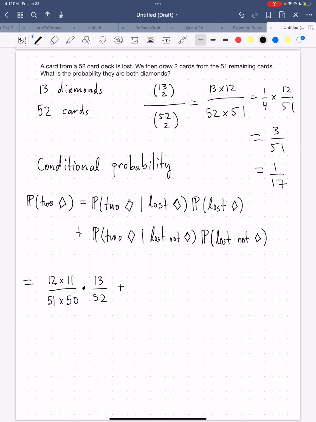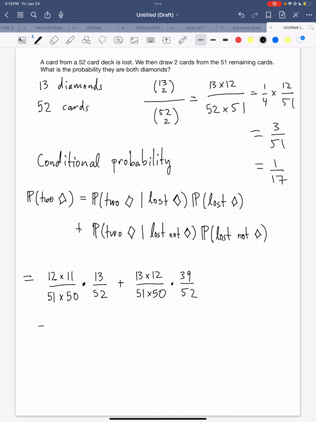And then the probability you get 2 diamonds given your lost card is not a diamond, it means you still have all the diamonds in the deck. So then it's 13 times 12 over 51 times 50. And note, I could have written these using the same kind of choose thing. I could have written 12 choose 2 and 51 choose 2, but it'll be the same thing. And then the probability we lost a non-diamond is 3/4, or 39 over 52 for the other suits.